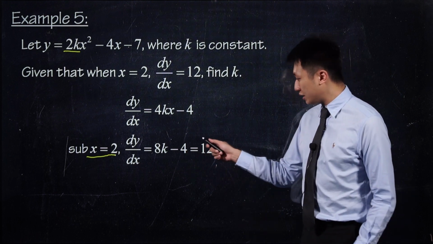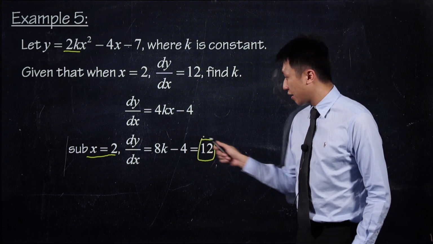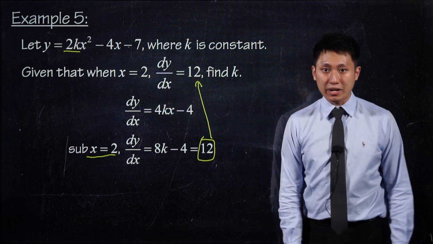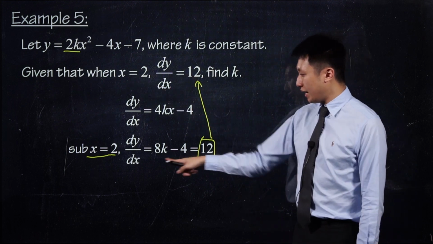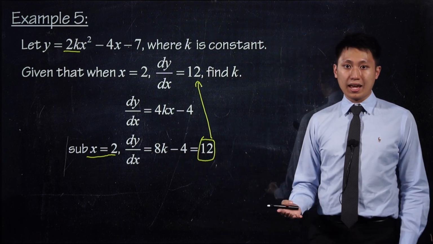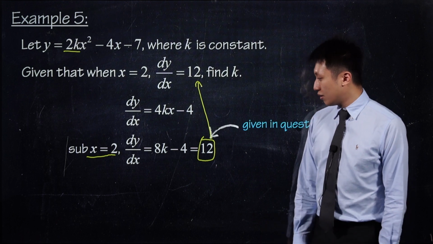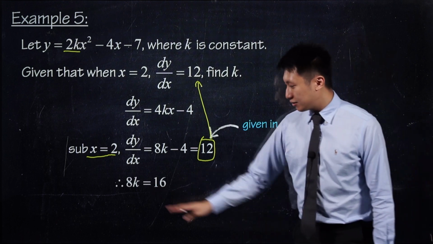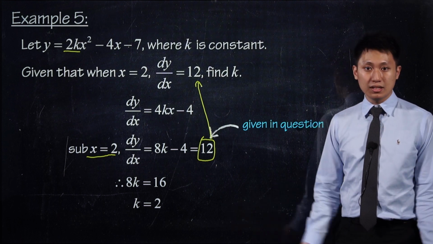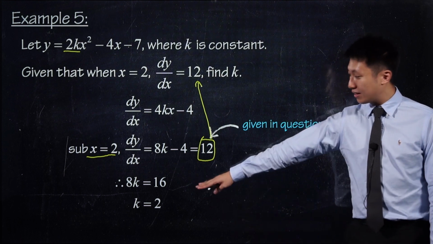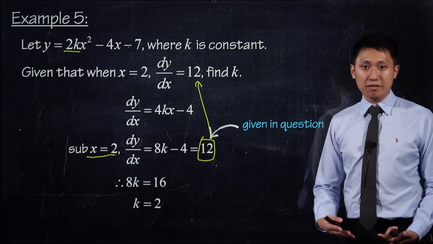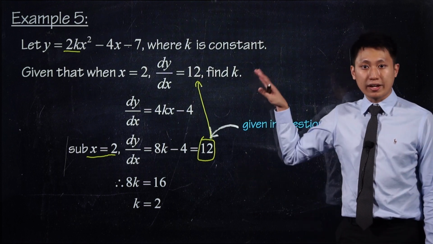Now, where does this 12 come from? It comes from the question, because you know when x equals 2, dy/dx is equal to 12. Then you get an equation in k, and you can find k now. So 8k is equal to 16, k is equal to 2. So easy. No problem, right? If you have any problem, just pause the video and look at the steps.